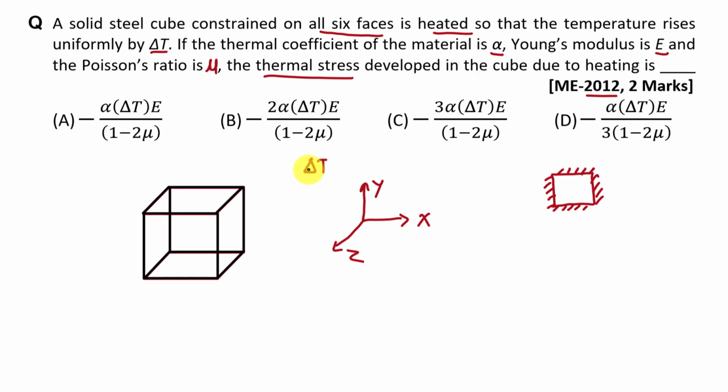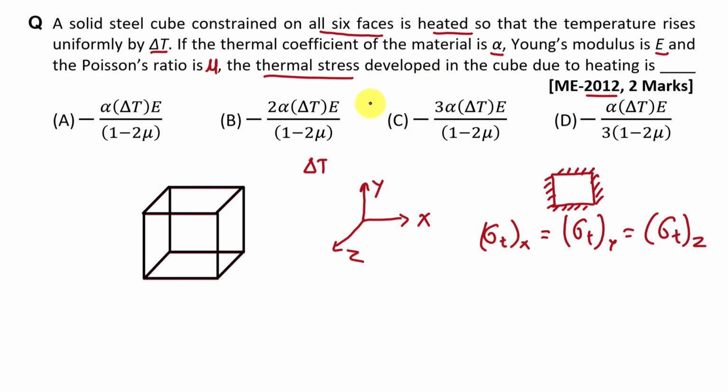Now we know that if we increase the temperature of this body, then the dimensions of this body are going to increase. But here we are restricting the change in dimension, so thermal stress is going to be developed in this body, right? And we can understand that stress in all the 3 directions will be the same. Means if we take sigma T as thermal stress in x direction, then it will be the same in y direction and the same in z direction. And here we have to find out this value of thermal stress. Fine. So I hope that you understand the question.